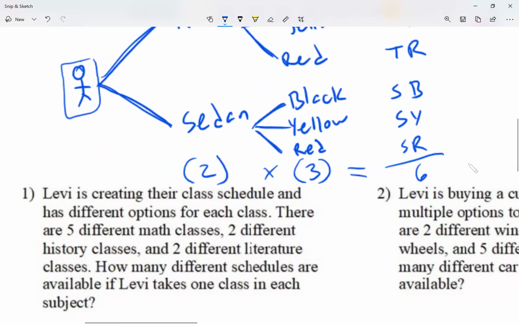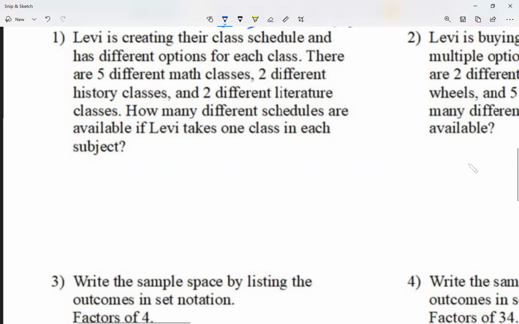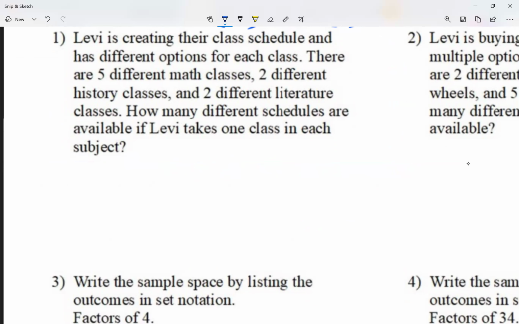So let's take a look here. I'm going to be working today questions 1 through 4. So let's take a look at question number 1. Levi is creating their class schedule and has different options for each class. There are five math classes. There are two different history classes, and there are two different literature classes. How many different schedules are available if Levi takes one class in each subject?